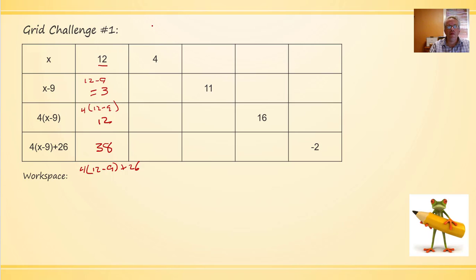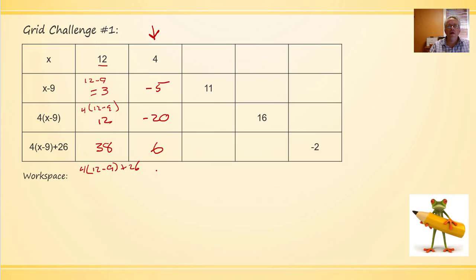We're going to start the second column here. For this column, we're going to let x equals 4. And we're going to do the same thing, evaluate the expressions. So when I put 4 into the first expression, we have 4 minus 9, which is negative 5. On the next one, it's 4 times x minus 9. It's actually 4 times what I had before. 4 times negative 5 is negative 20. Notice this expression is the same as the previous one, except it has plus 26. Whatever I had before, I'm going to add 26. So negative 20 plus 26 is positive 6.